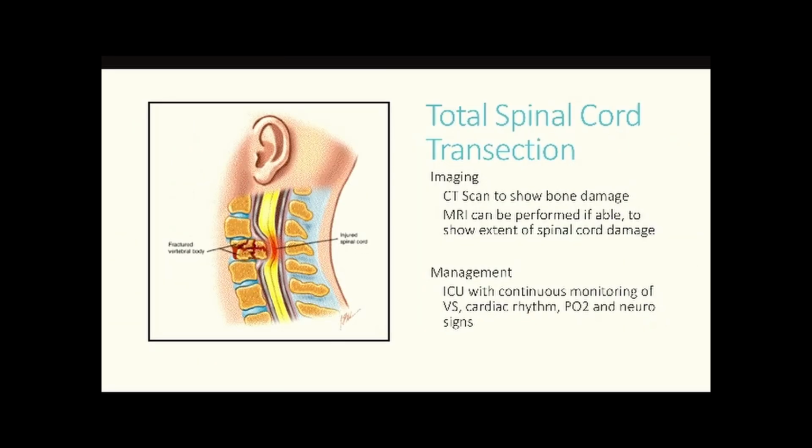So basically, this is what happens. Imaging, obviously you can look at the bone damage. MRI can be performed to look at the extent of how much of that spinal cord was damaged. But again, the biggest thing is management of this patient. They go right to the ICU. Continuous monitoring of vital signs, cardiac rhythm, oxygen, and neuro signs. These patients usually get neuro checks by the nurse every 2 hours. So every 2 hours, the nurse will go in and do a full neuro check to see what's going on with that patient.